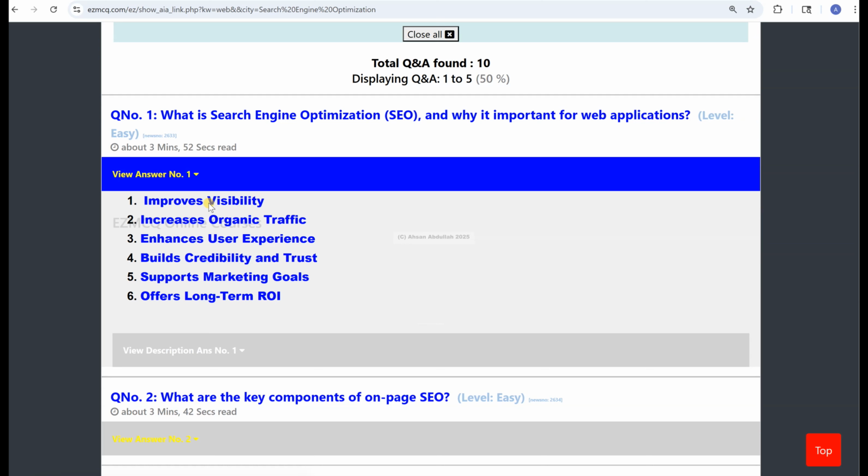Improves visibility. Now, when you do search engine optimization, SEO, there are companies, there are organizations which do that. So what's going to happen is that when it is done properly, then the web page corresponding to your application, its visibility increases. So it appears prominently in the search engine results. Now that prominent appearance could be the top three, or it could be the first page, it could be the second page. Okay. So what is the outcome?